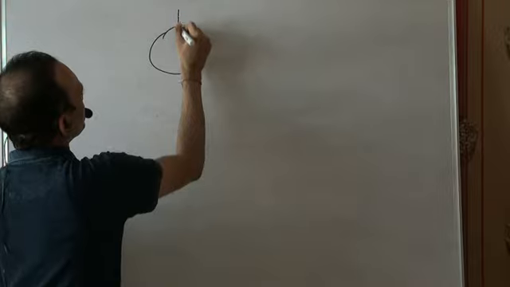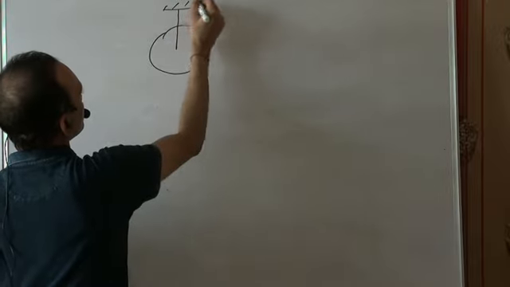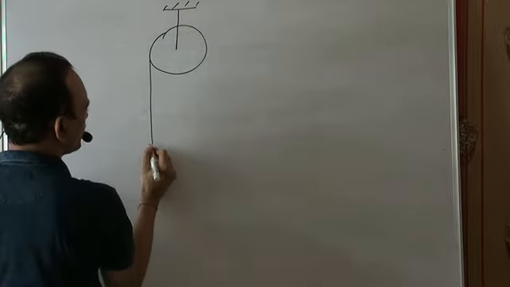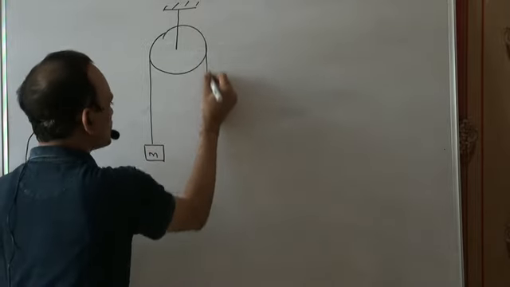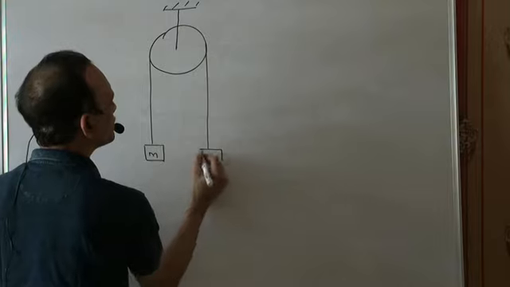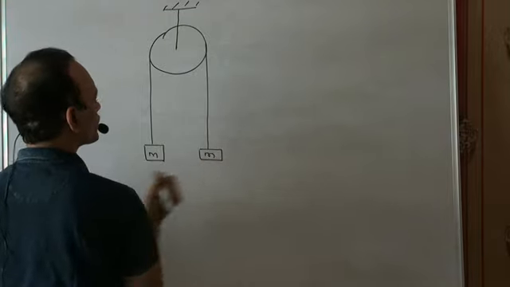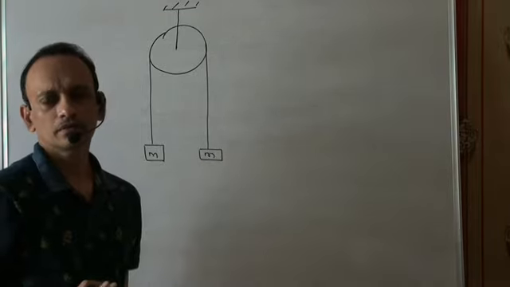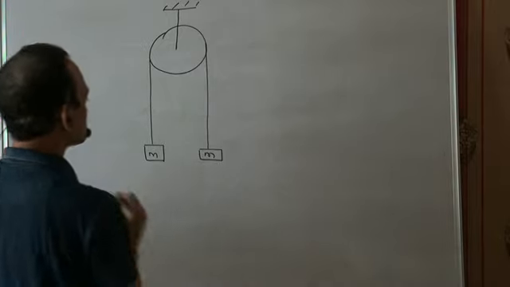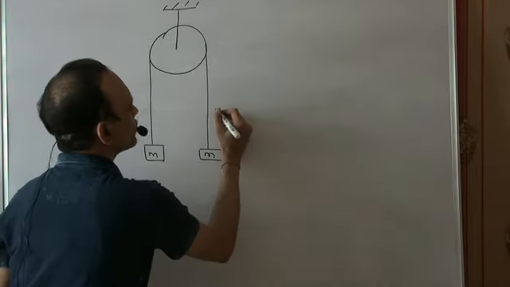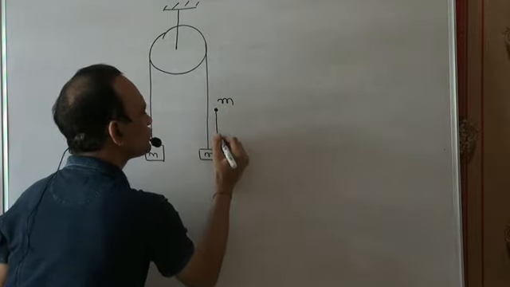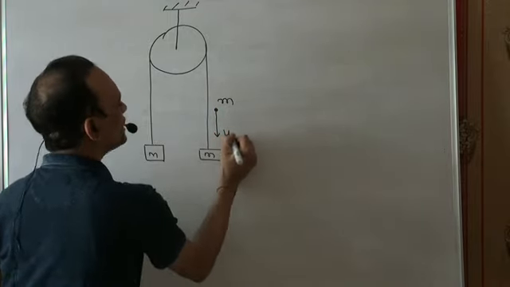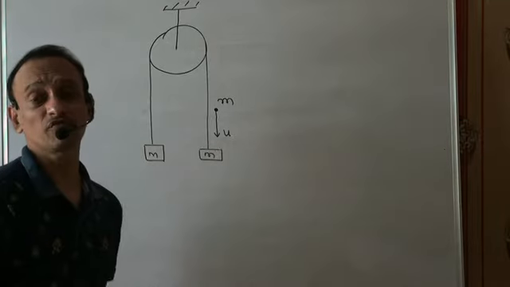There's a pulley. There's a particle of mass m here, and there is another particle of mass m here, right? And they're initially at rest. There's a small particle of the same mass, small m, which falls down and hits this mass m with a velocity u.